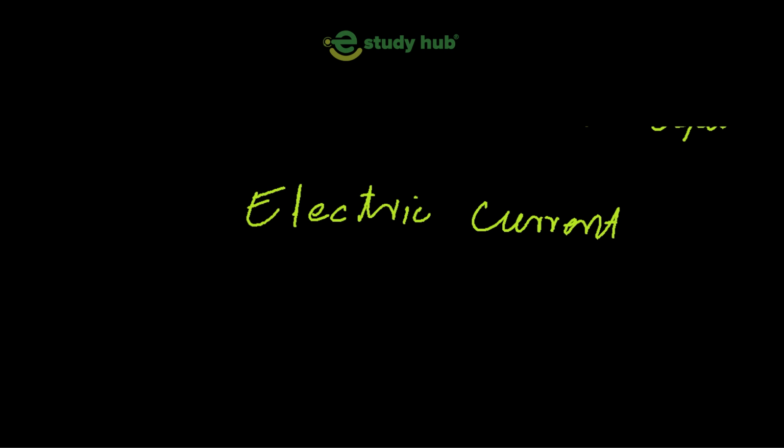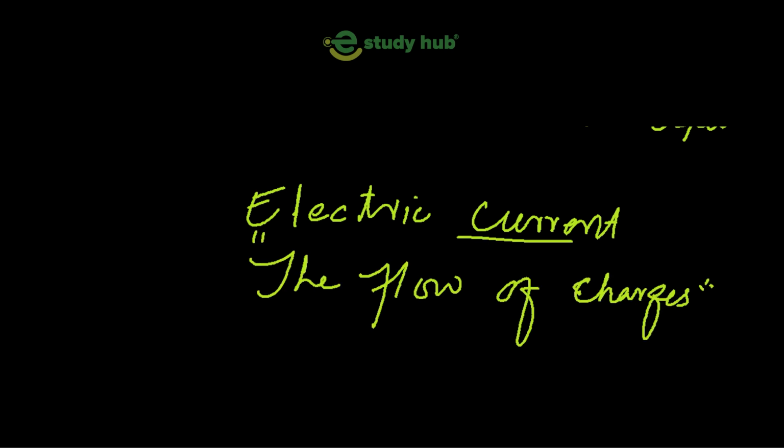Do remember one thing: when you want to specify the current we are discussing in this chapter, you should properly say electric current. If we say only current, it is not a complete word. Current may be water current, like the flow of water, or air current, the flow of air. If we want to specify this particular current, you should say electric current, which means the flow of charges. This is the proper definition of electric current.